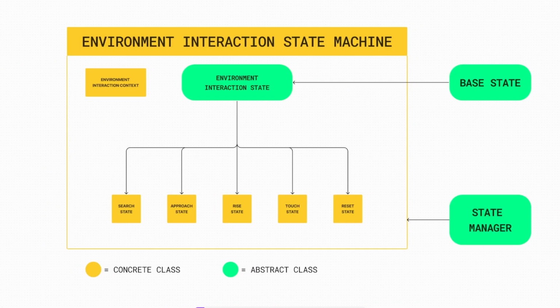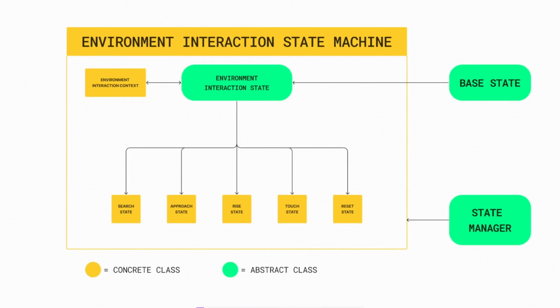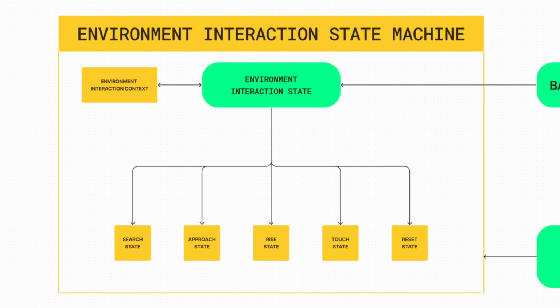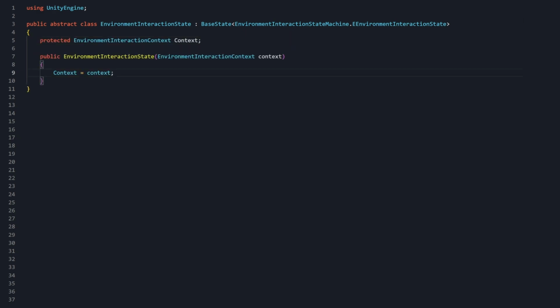Our abstract environment interaction state serves this purpose. While it wouldn't make sense to have the context variable in the base state because the class should remain as generic as possible, this abstract middle layer between the base state and the concrete environment interaction states is perfect for declaring a protected variable that all inheriting classes require access to. Let's declare a protected context variable and have it set in the environment interaction states constructor.